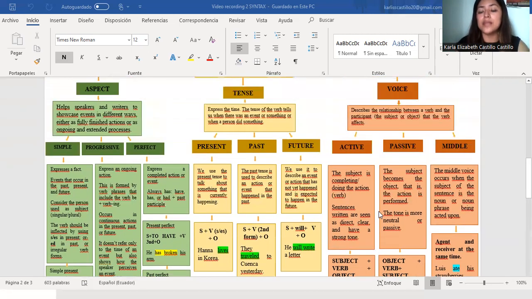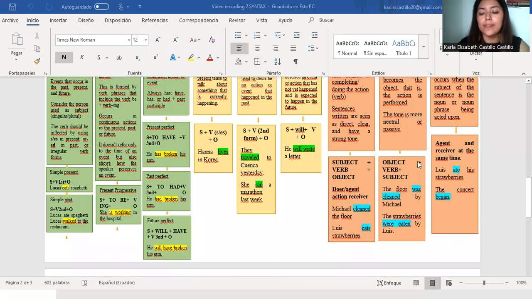Then we have the passive voice. In the passive voice, the subject becomes the object, the one on which the action is performed. The tone is more neutral or passive. In this case, it is the contrary of the active voice. In the grammatical rule, we follow this: object plus verb and subject. For example, the floor was cleaned by Michael and the strawberries were eaten by Luis.